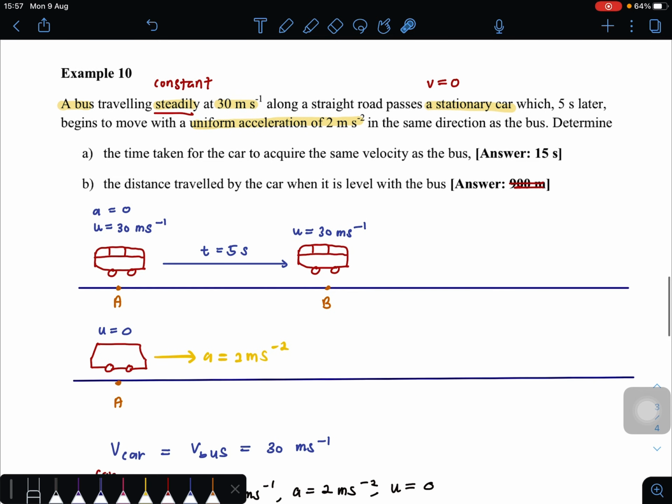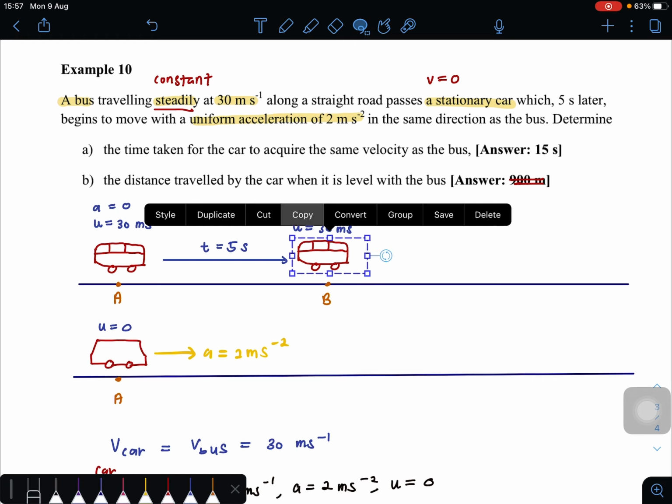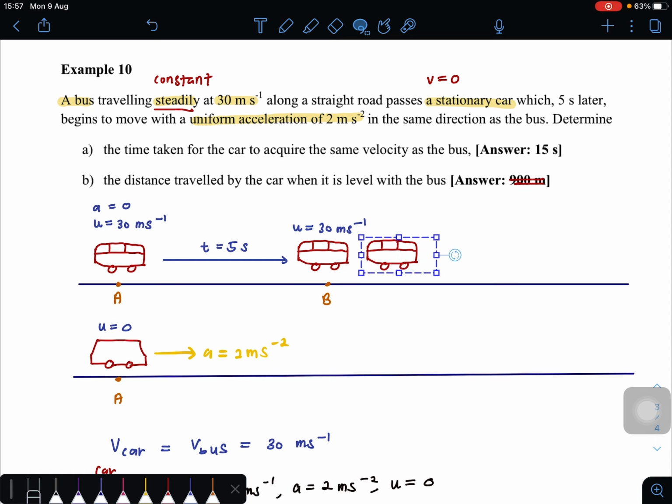Okay, now the second question. Determine the distance traveled by the car when it is level with the bus. So distance traveled by the car, still about the car. Okay, apabila dia sama level dengan bus. Okay, so bus ni dia akan still bergerak lagi, so this bus will still move, and then at the point here kita label sebagai point C.